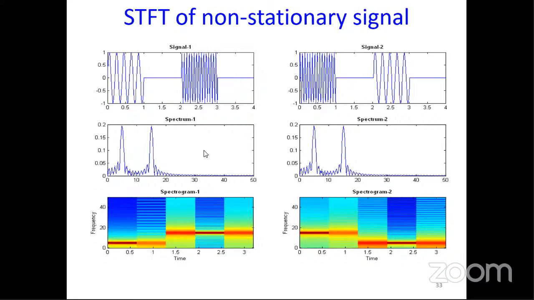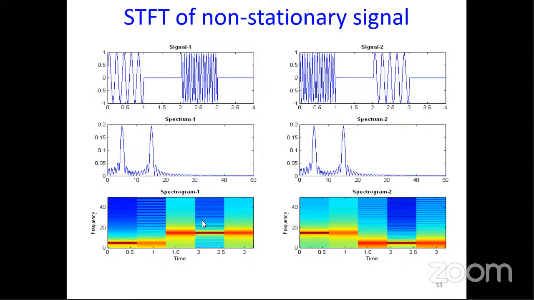If you take only the Fourier transform, my spectrum will be alike. That means there is no difference between the spectrum of signal 1 and the spectrum of signal 2. Is it clear to everyone? Whether you are able to observe the change? Even though my signals are different, my spectrum is alike. That is the problem with the Fourier transform.